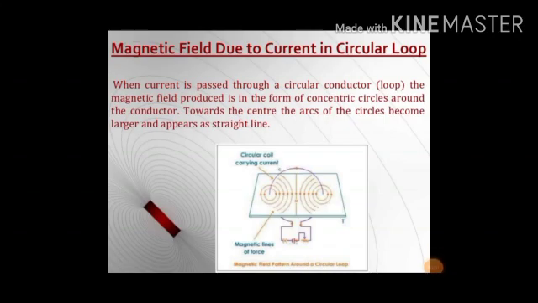In today's class, we are going to discuss the magnetic field due to a current through a circular loop. So let us see Activity 13.6 in your textbook.